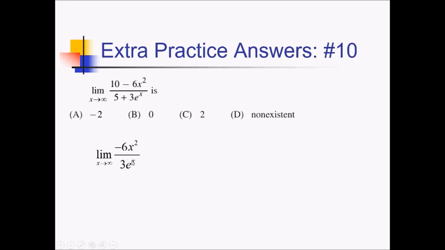And we can't really reduce this, so we have to use the relative rates of growth kind of reasoning, seeing which one goes faster. And between the two of these, we have a polynomial versus an exponential. We know the exponential is going to grow faster. So this is a bottom-heavy function then, which means that if my denominator is growing compared to my numerator, this fraction is getting closer and closer to 0. So that's going to be choice B.